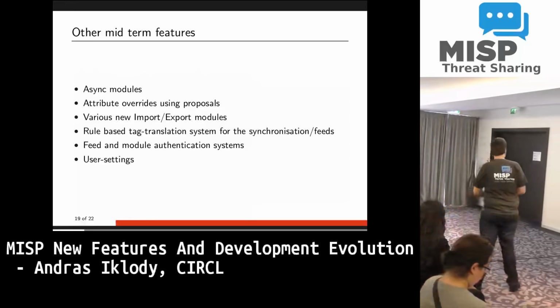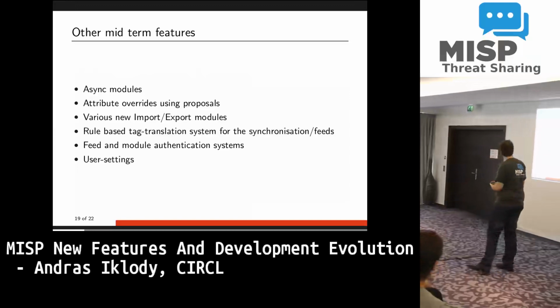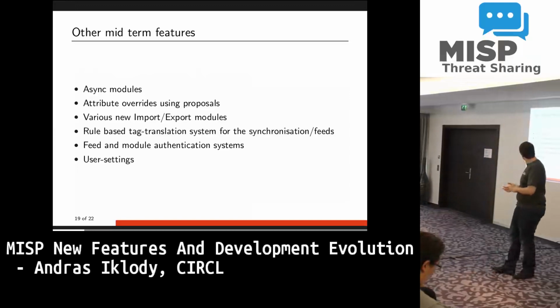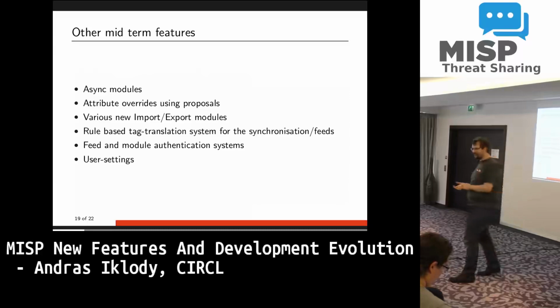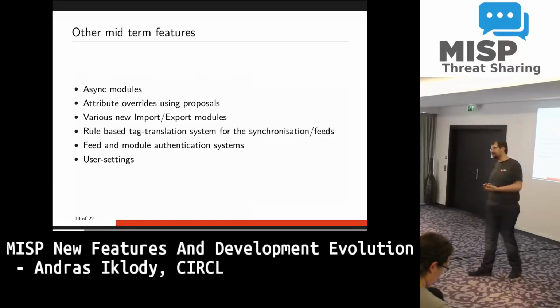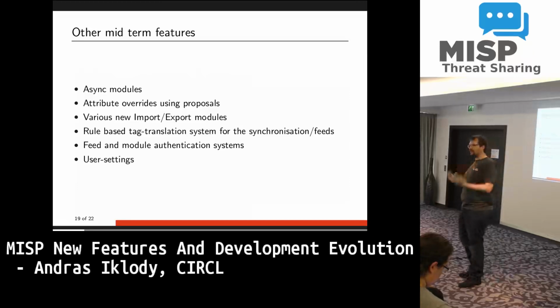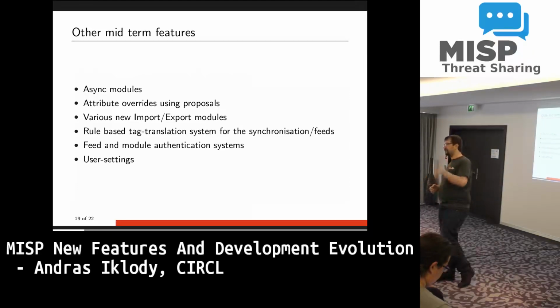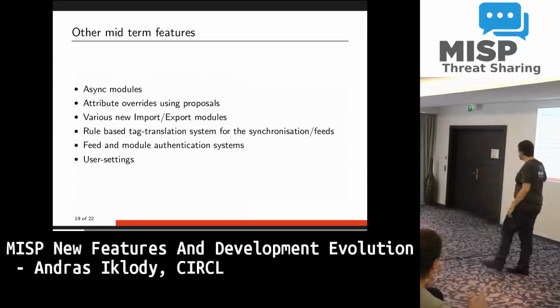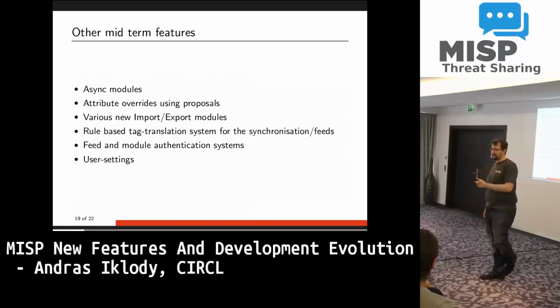Another thing that we want to do, and it might move to the shorter term because it's not as big of a change, but it's pretty urgent, is to be able to override attributes that are false positives locally. So right now we don't have a system for this in place. If you have a false positive, you need to create a proposal and you have to wait for the original event creator to accept it, and it's a bit of a nightmare. So what we want to do is have a local override for those attributes if it has a proposal. That means if you create a proposal for it, it should immediately override it for you until it is accepted or discarded.